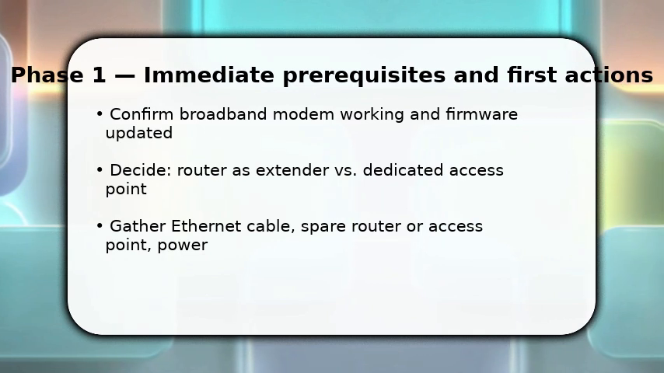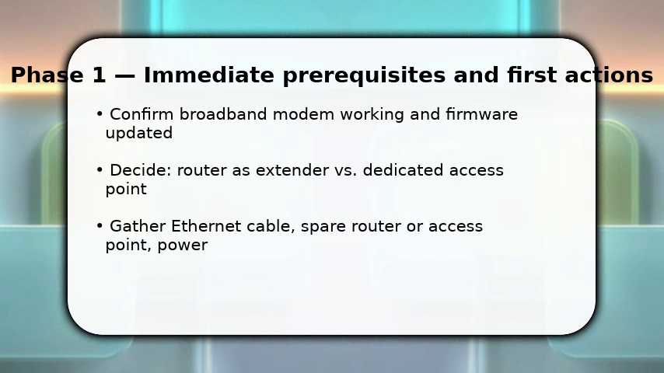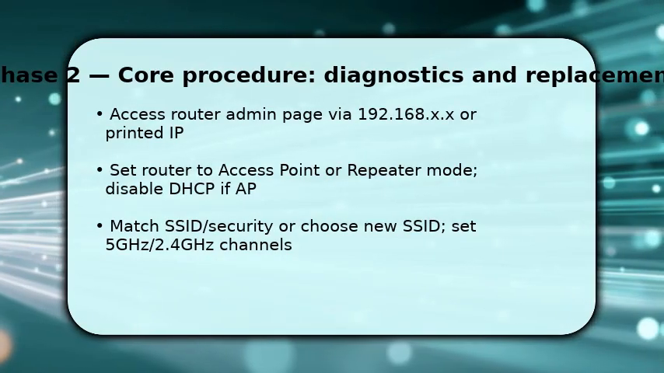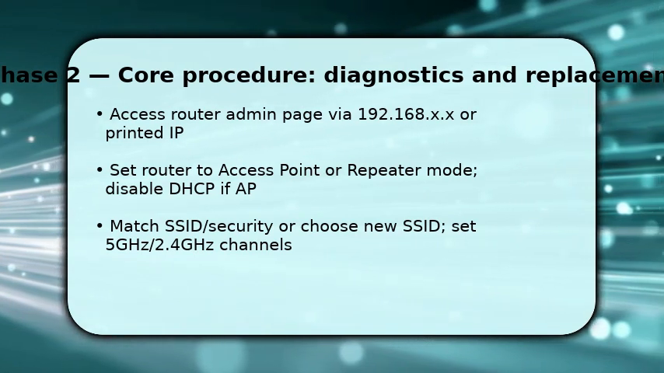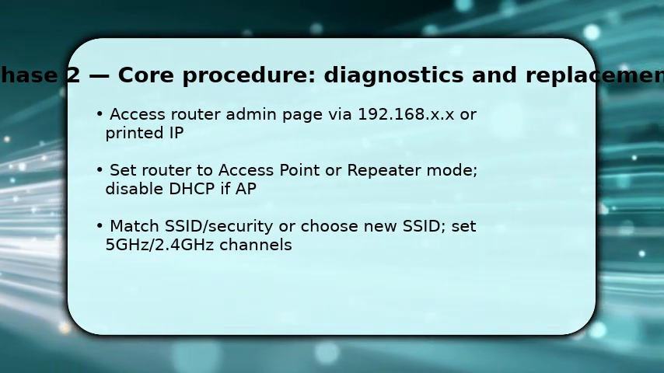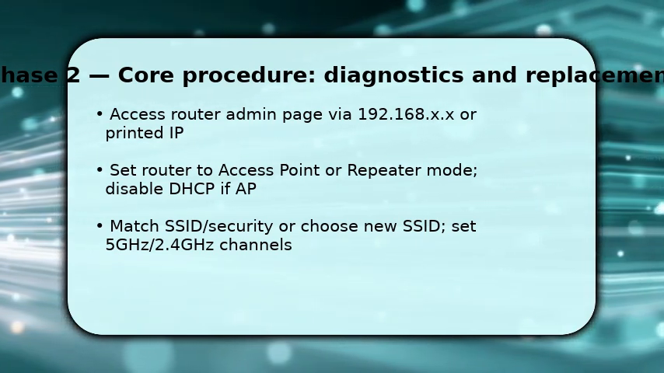You log into the router's admin interface using the device IP, enter credentials, and locate operation mode. Switch to access point or repeater mode. When in access point mode, disable DHCP so the modem or main router assigns IPs, because duplicate DHCP causes conflicts.